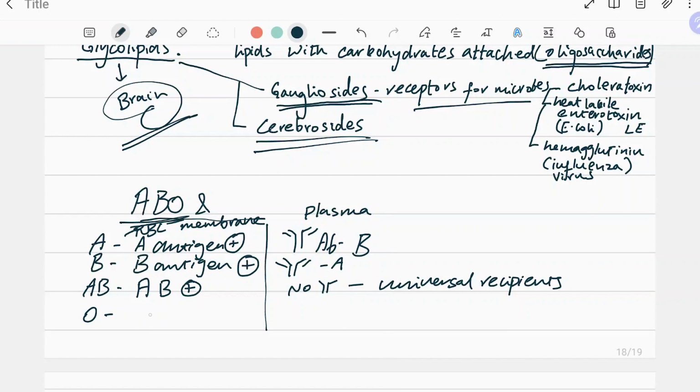Then you have the O blood group. These people don't have any antigens on the body, so no antigens. But they have antibodies against A and B. That means you cannot give them any blood from A, B, or AB blood group because it will cause a reaction. But these people can give their blood to other people. So they are universal donors.